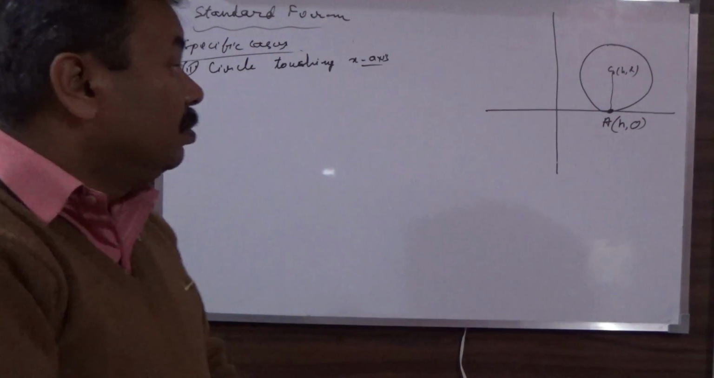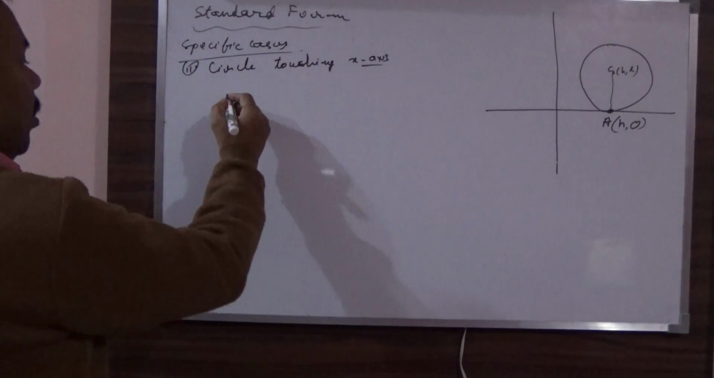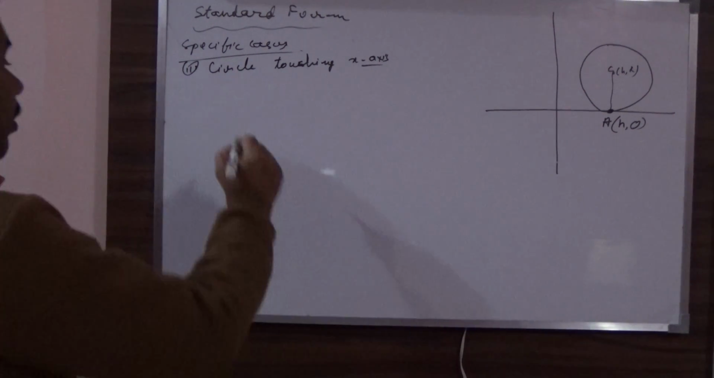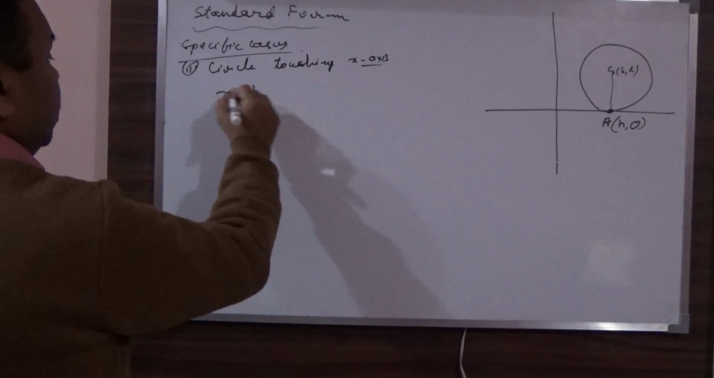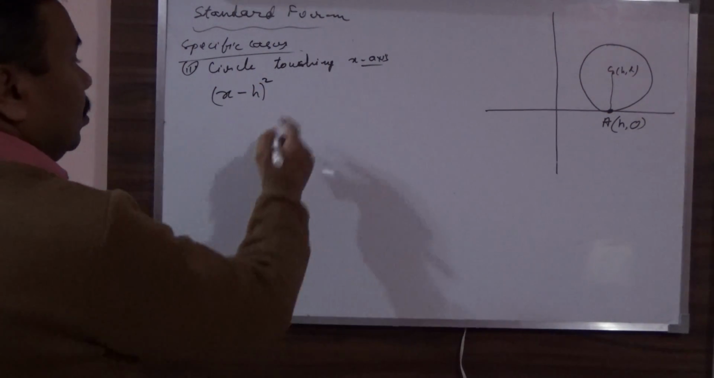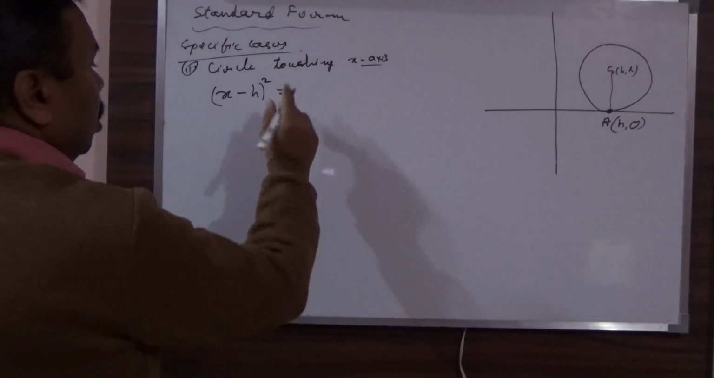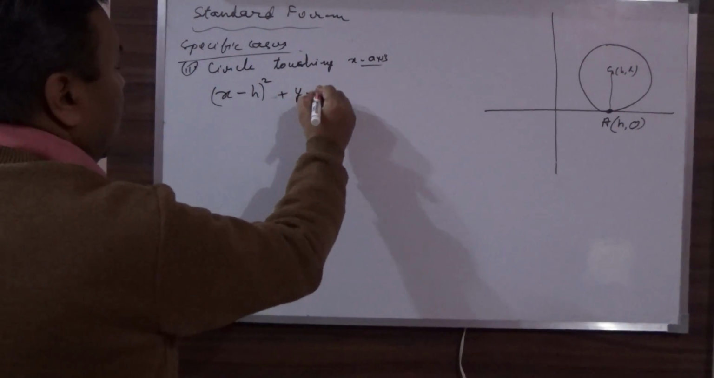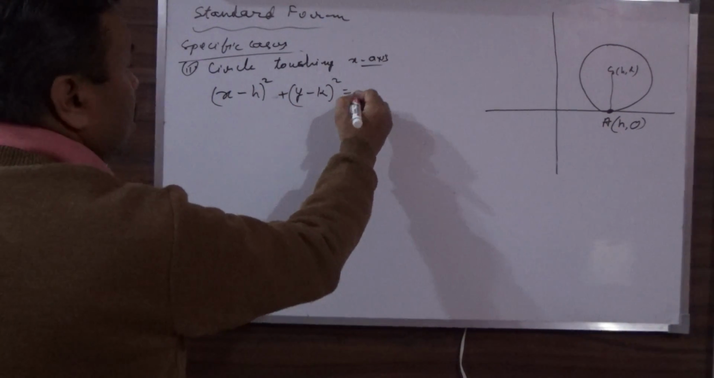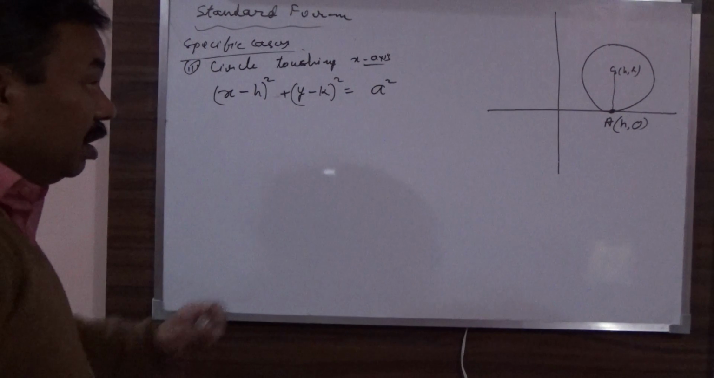So now I have got it. Using the standard form of the equation, I will once again go (x minus h) square plus (y minus k) square is equal to a square. Now what is a square?